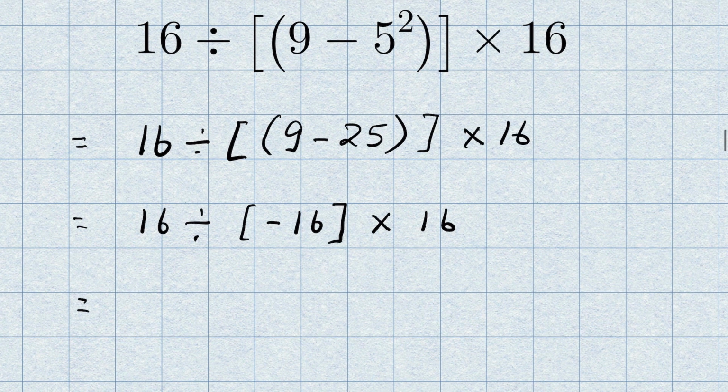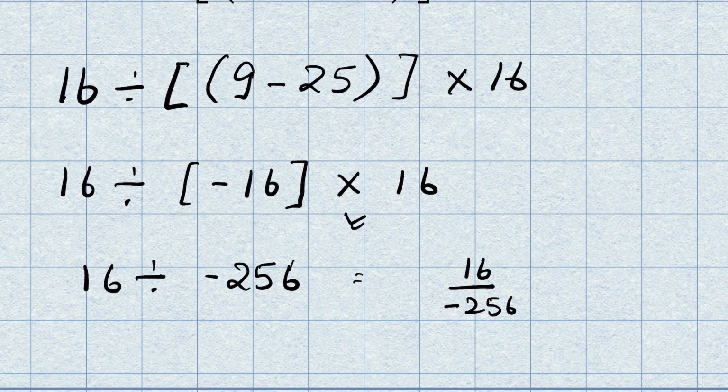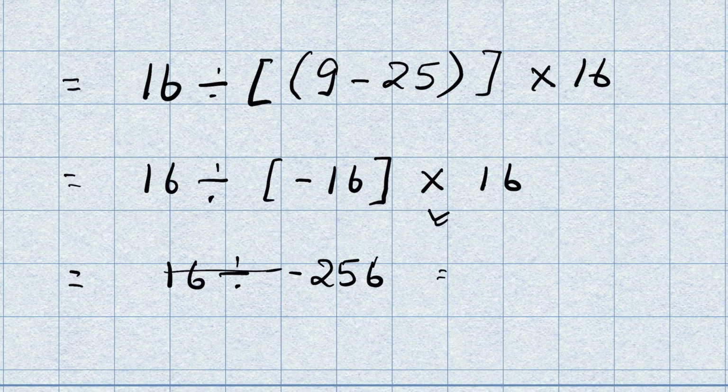Now if you follow PEMDAS and you do multiplication first, it will be 16 divided by, negative 16 times 16 is minus 256. Then 16 divided by minus 256 will be equal to 1 upon minus 16, or minus 1 upon 16. But this is not the correct answer. We need to follow the left to right rule.